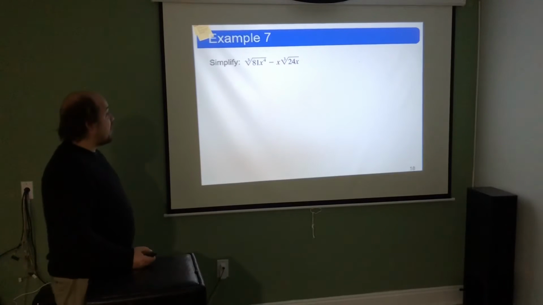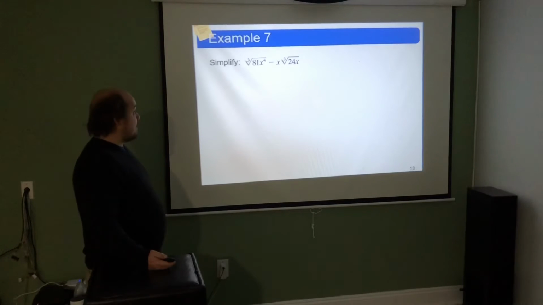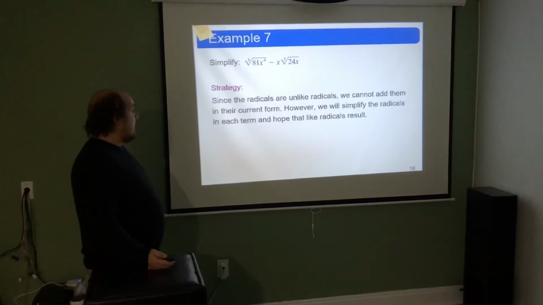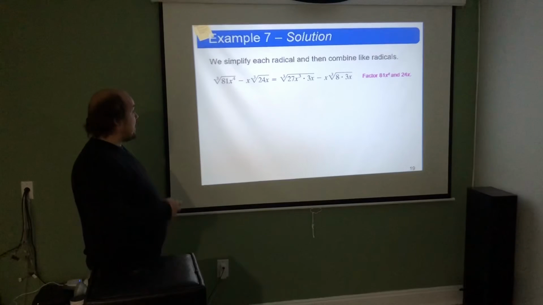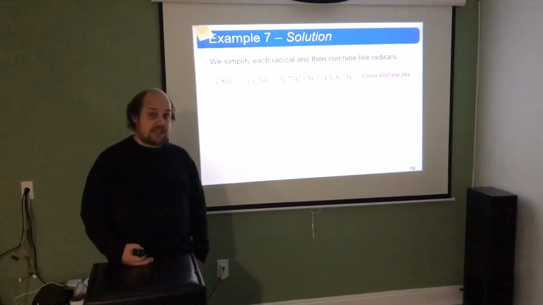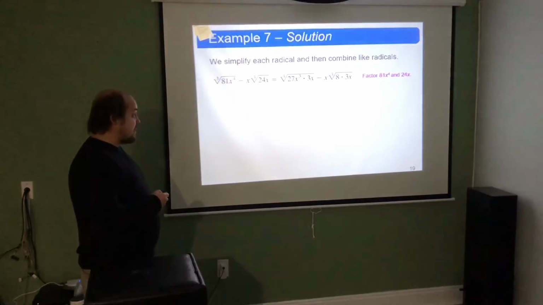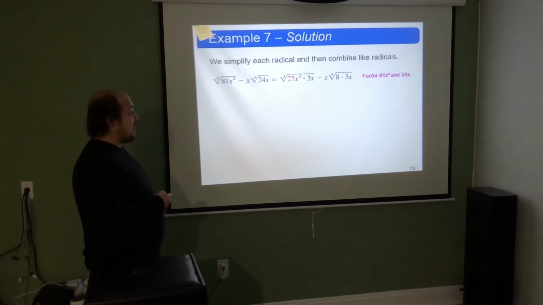If I wanted to simplify the cube root of 81x to the 4th, minus x, the cube root of 24x, I'd start with the coefficients, and I'd want to break them down. So I'd say that 81 can really be broken down into 27 times 3. For the variables, the index 3 can go into x to the 4th. The largest multiple of 3 that's still less than 4 is 3. So I can take out an x cubed that's a perfect cube and it will come out as an x. I can take out a 27 that's a perfect cube and it will come out as a 3. That'll leave behind this 3x.